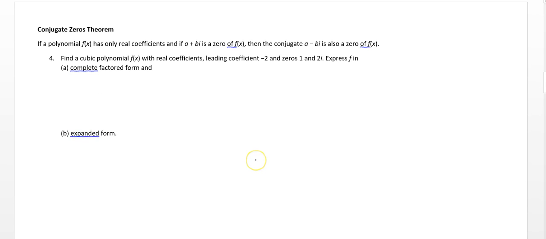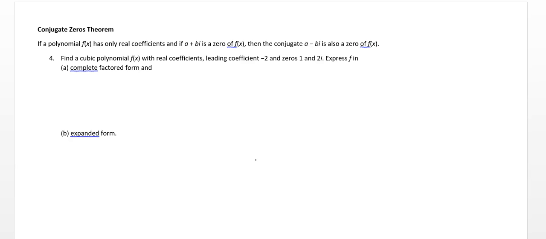Moving on. The next theorem is going to help us even more with this process. It is the conjugate zeros theorem. It says if a polynomial f of x has only real coefficients, and if a plus bi is a zero of the function, then the conjugate a minus bi is also a zero of the function.